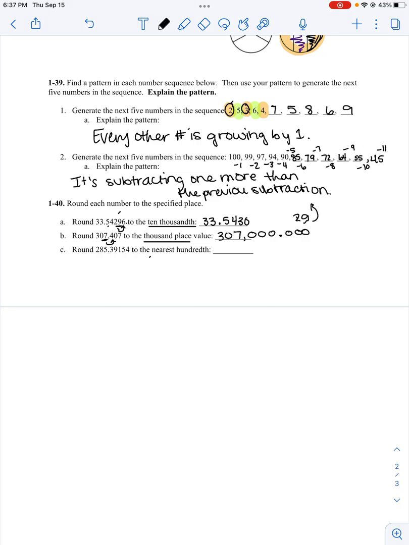Last one. We're rounding to the nearest hundredth. I'm going to look for my hundredth place value. 3 is my tenths place value, 9 is my hundredths. I look next door. It's a 1, it's less than 5, so my 9 will stay the same. So everything before my underlined number stays the same, and my 9 is the same because the 1 is less than 5. And everything behind it turns to a 0.